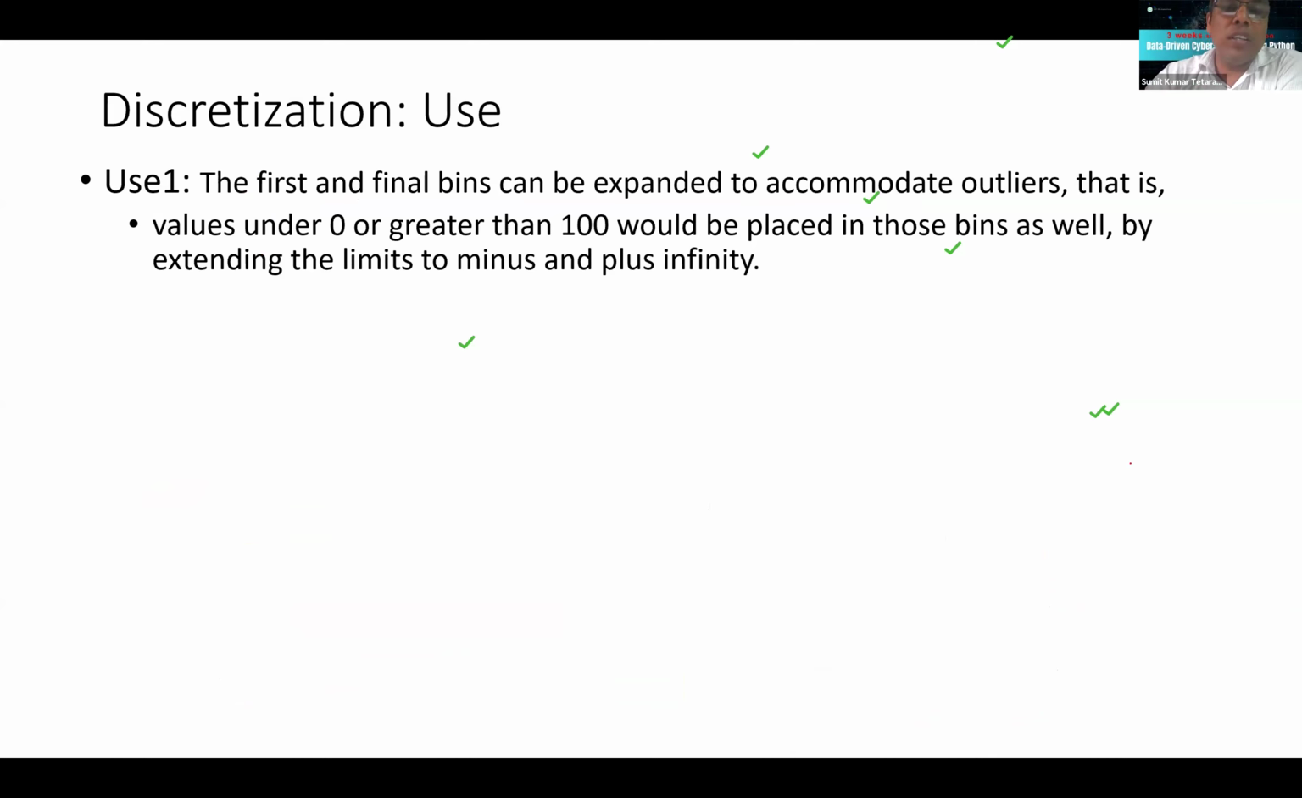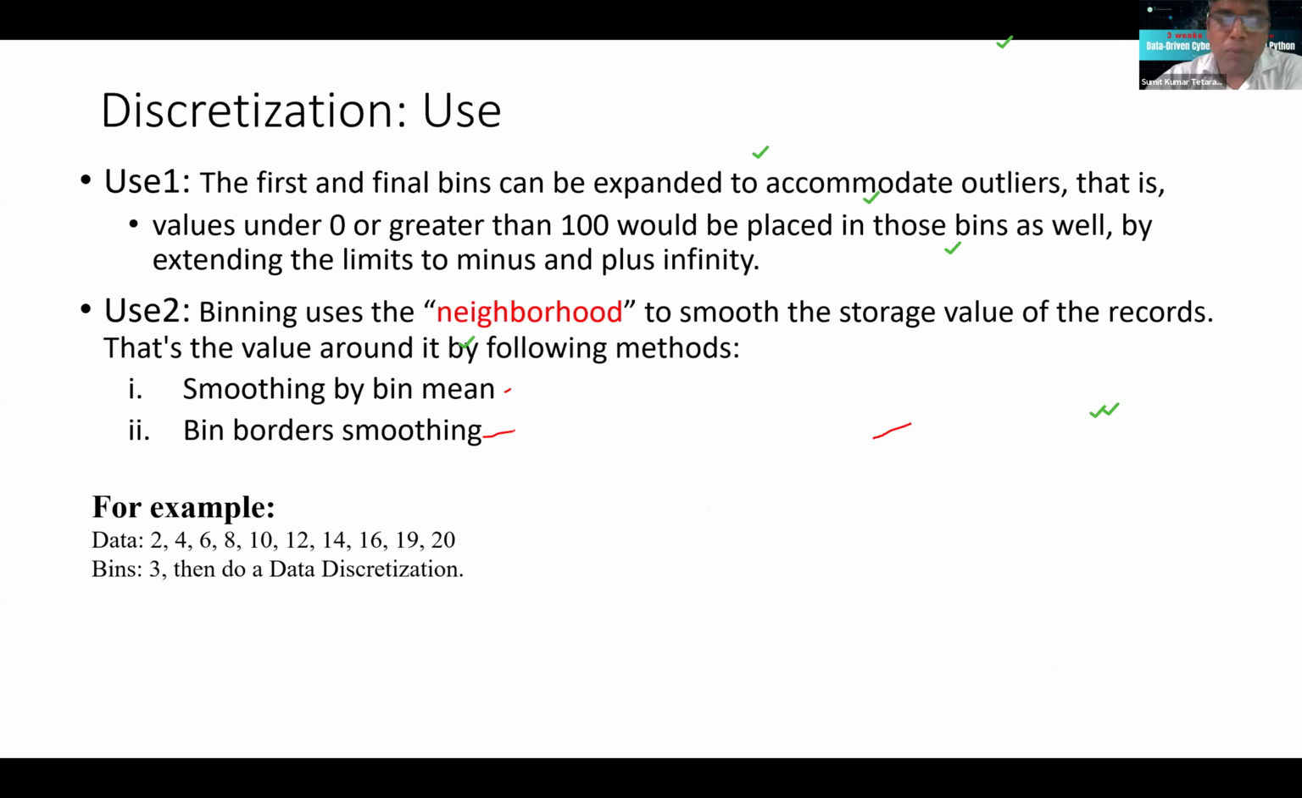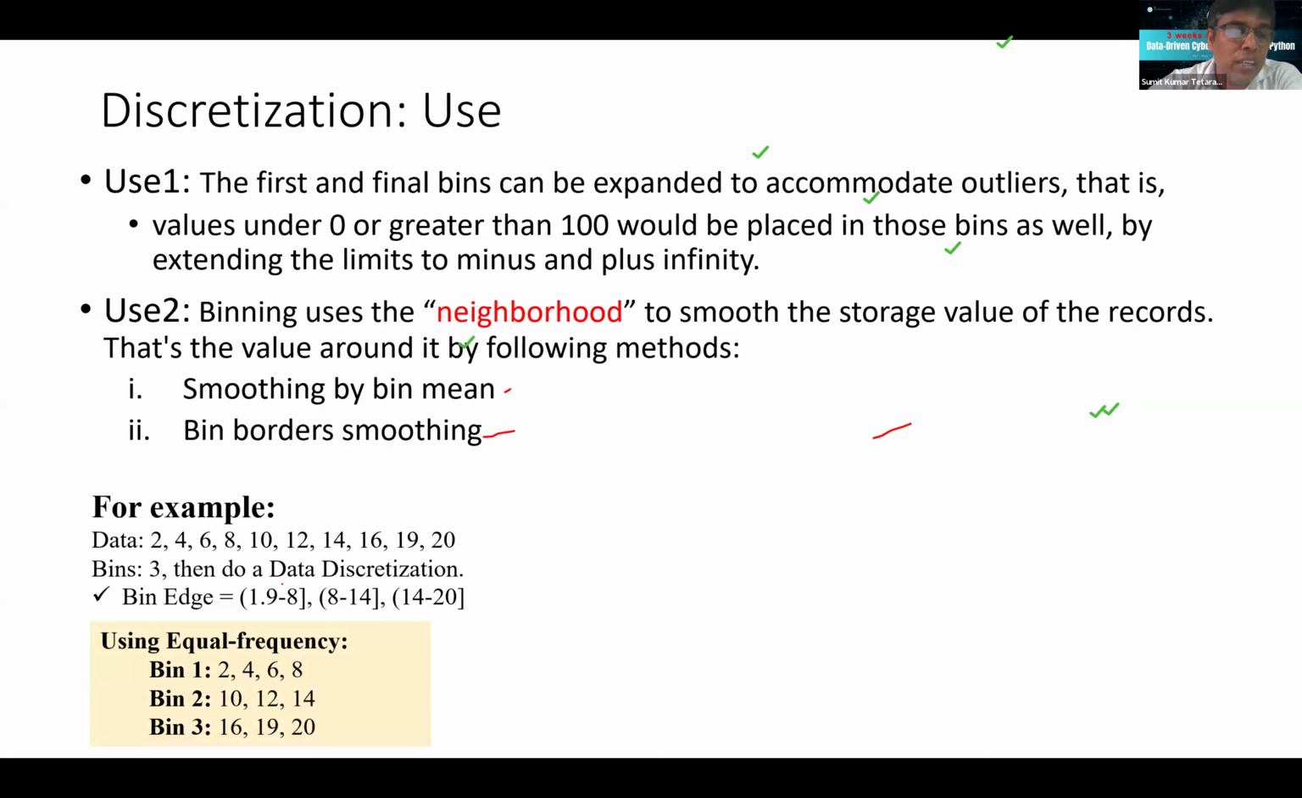These few benefits you can get from discretization, and this is written also here. Use one, as I mentioned. And second, you can smooth it using neighborhood concepts. How can you smooth it? You have two methods: one is smoothing by bin mean, and another is bin border smoothing. Smooth by bin, as the name says, suppose you have three bins. How can you smooth by bin? You simply find the mean of this bin, and then replace all data points with this mean. Similarly, you find the mean of the next bin and replace each data point with this mean.